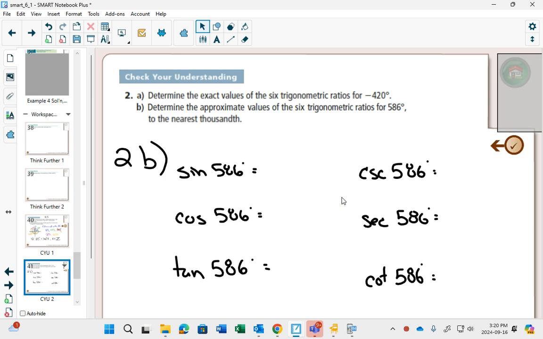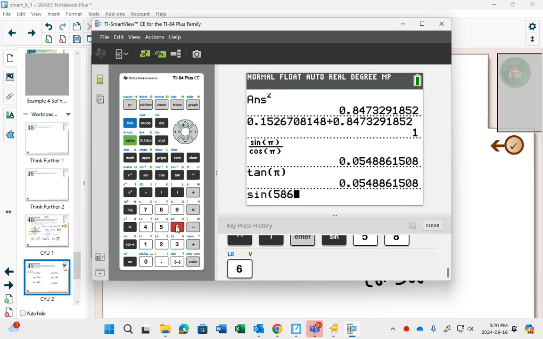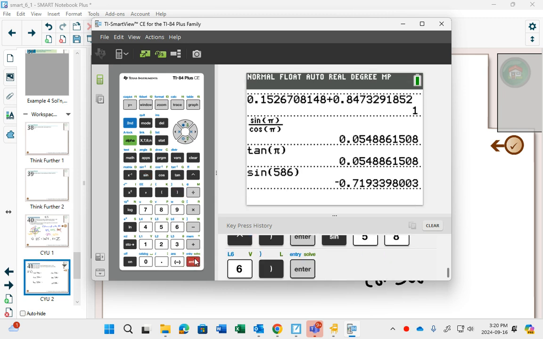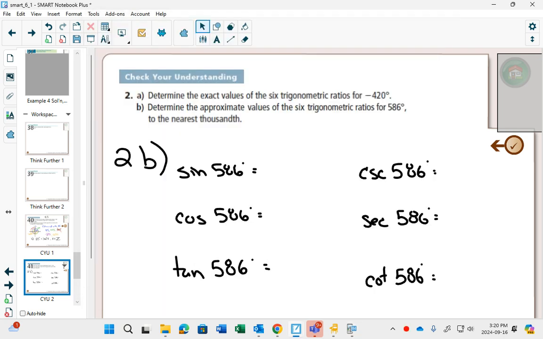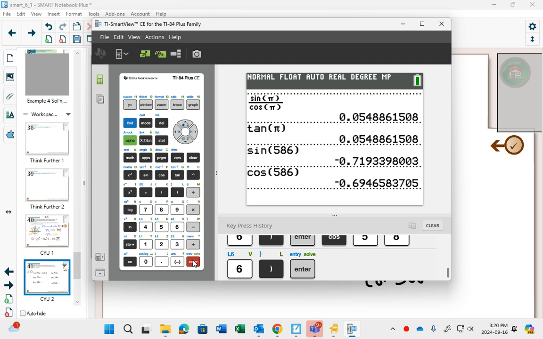And the first 3 with our calculator are really quite easy. We just have to do sine of 586, push enter, and we get the answer: negative 0.719. Cos of 586 degrees, negative 0.695.